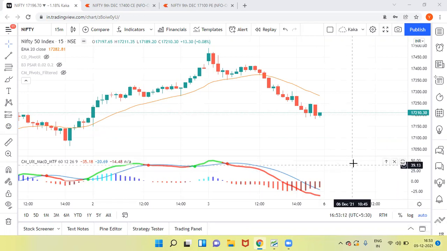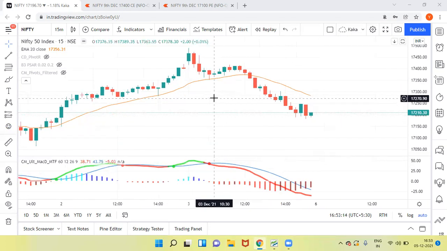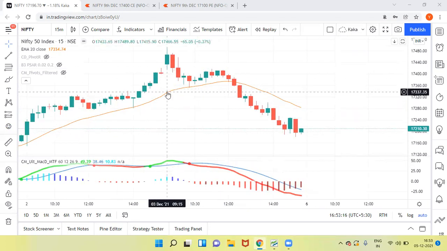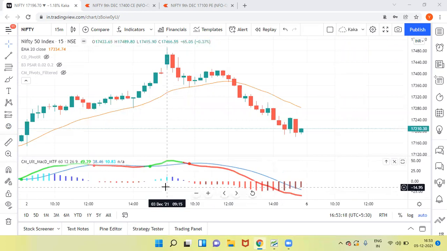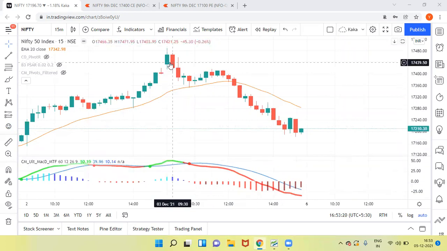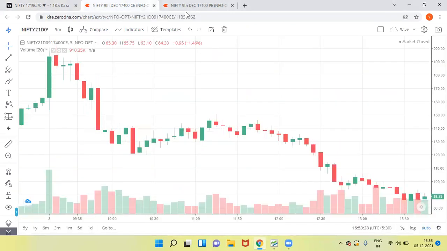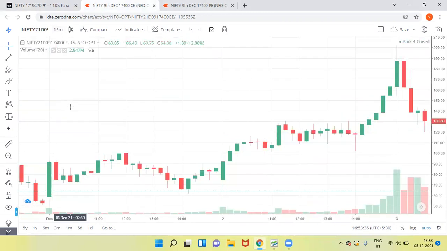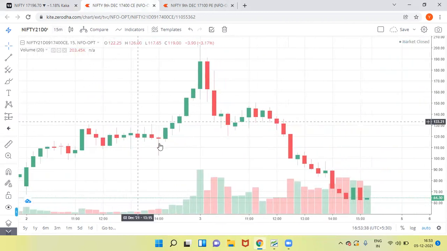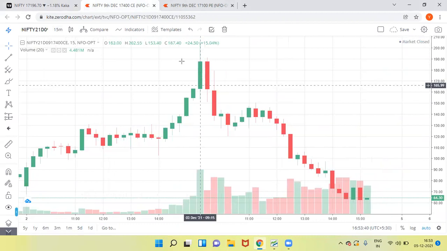So today is the 5th of December. And this is a 15-minute chart starting at 9:15. So this is the market behavior on Friday, 3rd December. And this is a 15-minute chart. And what I have got is the 17,400 call option, same chart. And I'll just change it to 15 minutes and then we'll go about the same thing. So yeah, this is it.